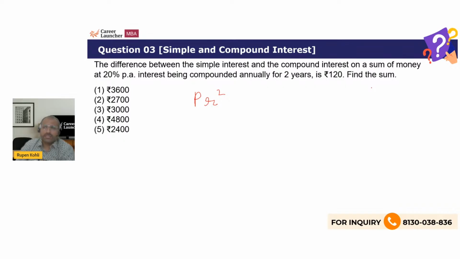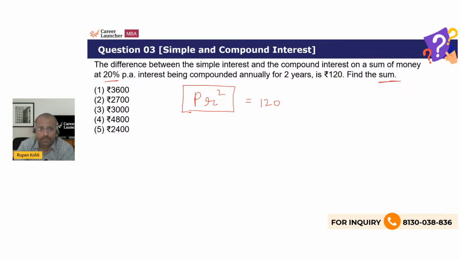So if the rate of interest is, let's say, 10%, then the small r is 1 by 10. This is the direct quick formula for the difference of SI and CI for 2 years for the same principal and same rate of interest. If you don't know this, you should know this. So that PR square is 120, where P is what we have to find.